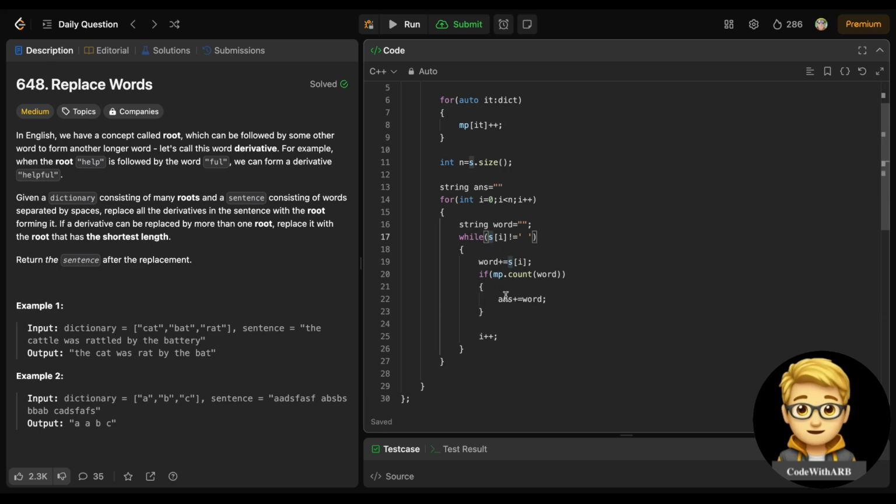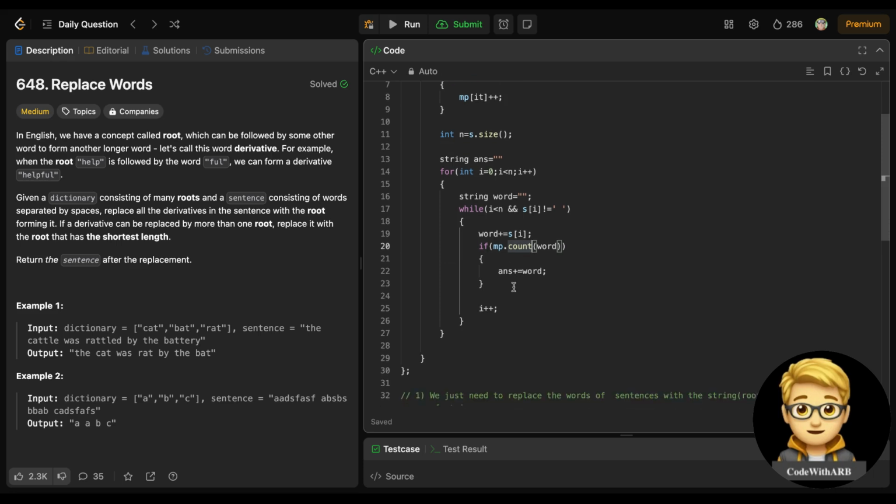The first edge case is, what if the index i is out of bound? So I need to check that it should not be out of bound. The second case: I need to replace it one time only, the first time we get it, because that would be the minimum, shortest length. After that, I don't need to insert again, right?